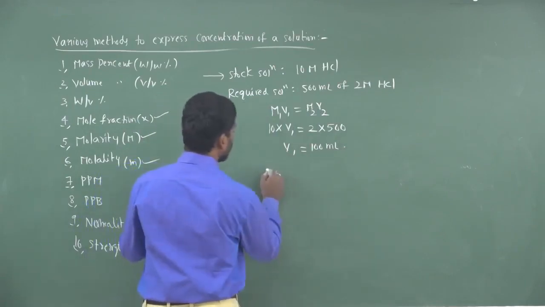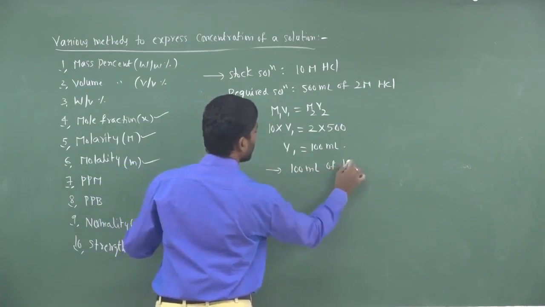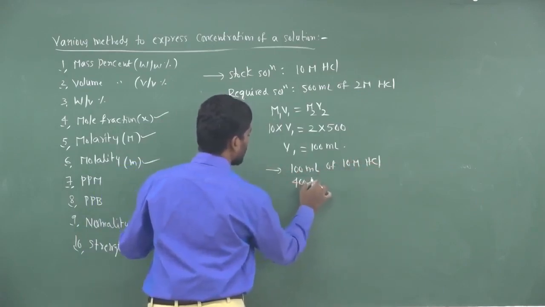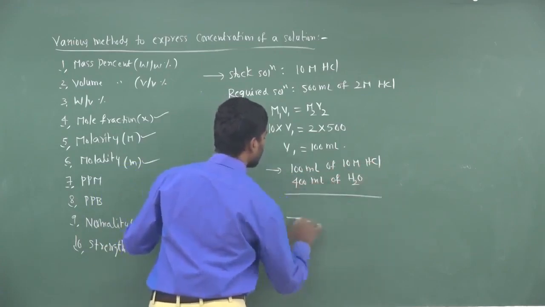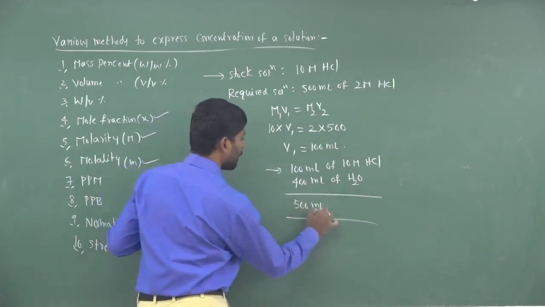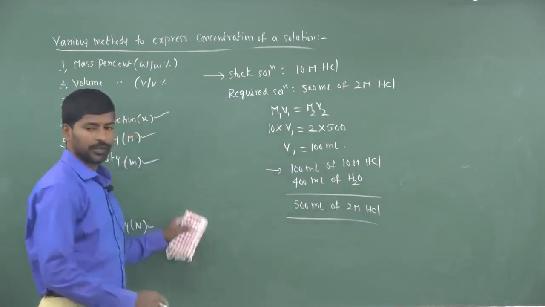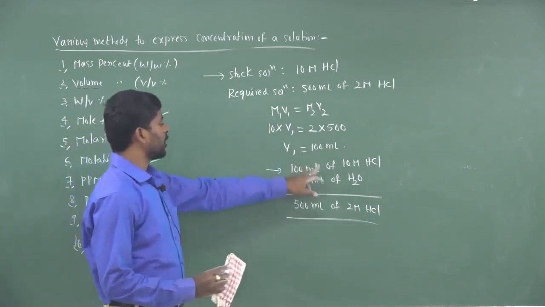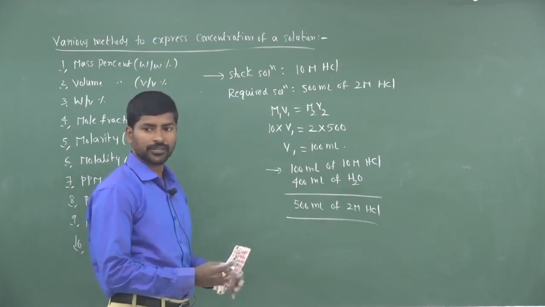So here we have to take 100 ml of what? 10 M HCl. To that we have to add how much water? 400 ml of water. What is the resultant solution we get? 500 ml of 2 M HCl we will get. We have to take 100 ml of 10 M HCl, to that add 400 ml of water, so we get 500 ml of 2 M HCl.